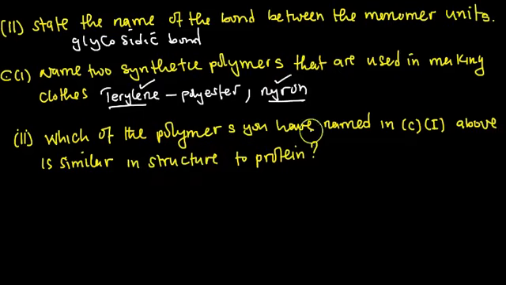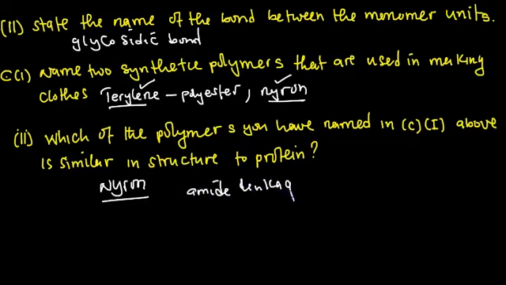Which of the polymers you have named above is similar in structure to protein? So here it is nylon. The one that is similar to protein is nylon because it forms an amide linkage. It's the one that joins it. It is between the amine group and of course the carboxyl group, and they form what you call an amide linkage.